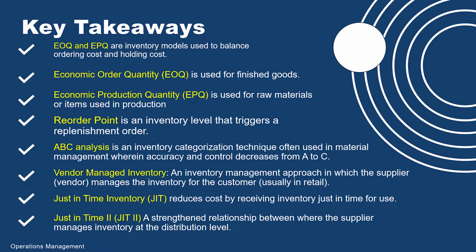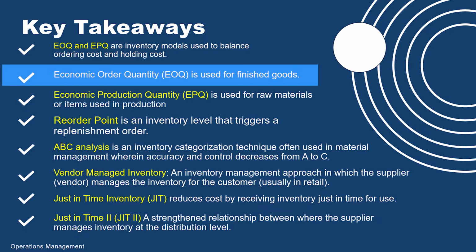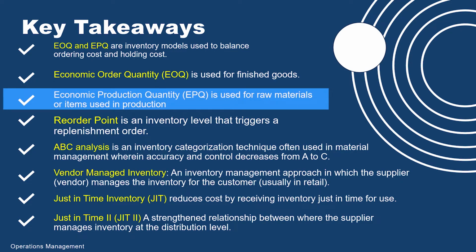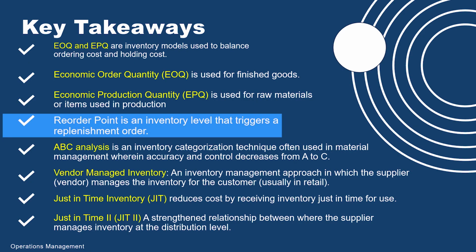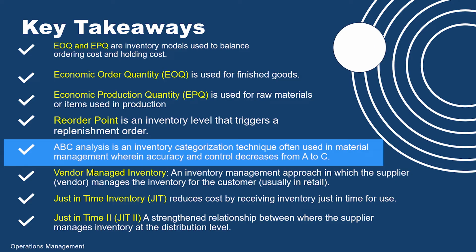So, key takeaways. EOQ and EPQ are simply models that are used to balance ordering cost and holding costs. EOQ is specific for finished goods, and EPQ is used for items that will be used in production. The reorder point is simply a model that looks at the average usage of an item and considers the lead time to establish a point in the system in which the system should trigger another order for the product. ABC analysis is just a way to categorize your inventory so you have your most important items, your A-list items, tightly controlled with accurate records, and then B and C being less controlled and with less accurate records.